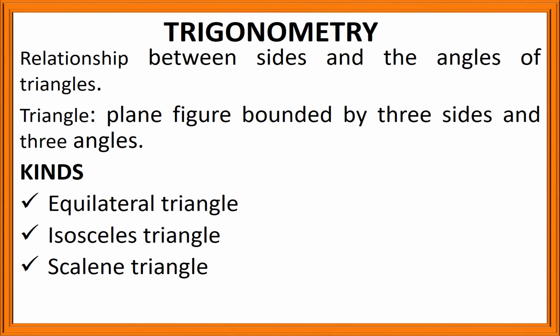Then the last type of triangle we'll talk about will be the right-angled triangle. With the right-angled triangle, one of its angles is 90 degrees. In trigonometry, we are going to consider whether a triangle is a right-angled triangle or it is not a right-angled triangle. Let's take a look at when it is a right-angled triangle.